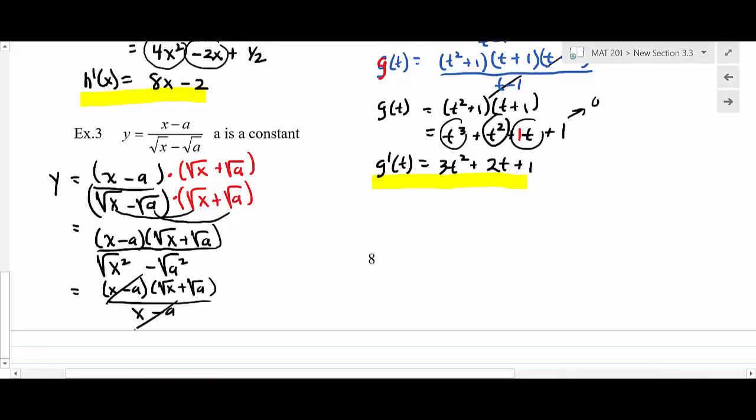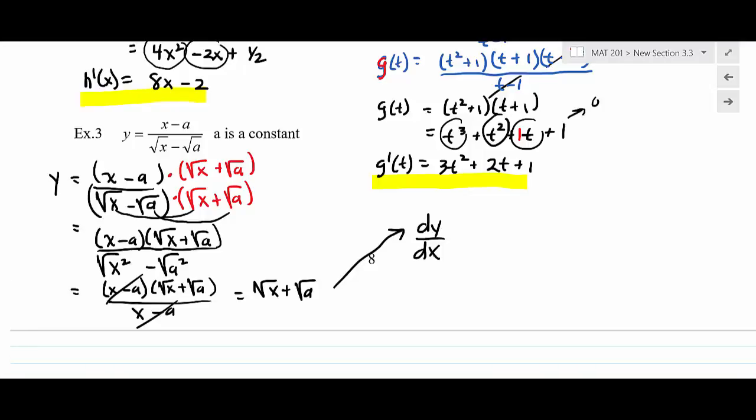Okay, cancel. Okay? All right, so that means that what we're left with is square root of x plus square root of a. Now from here, we're going to go ahead and do the derivative. So I'm going to use this Leibniz notation this time and just say dy over dx. That's the Leibniz notation for doing a derivative with respect to the variable x.